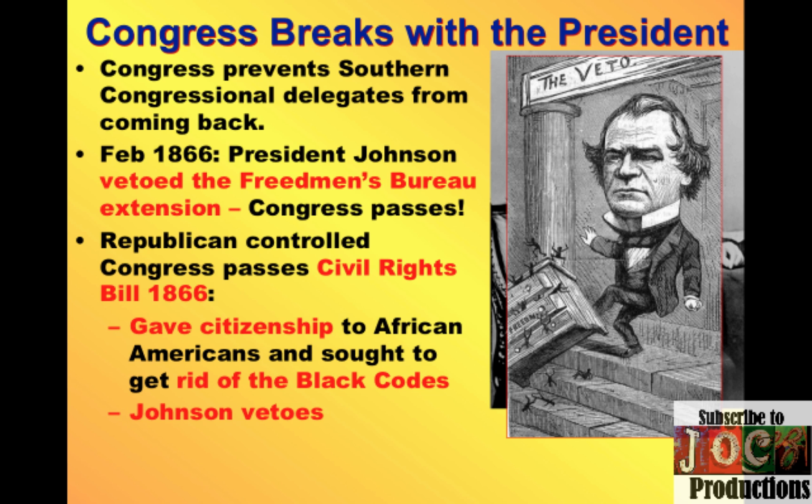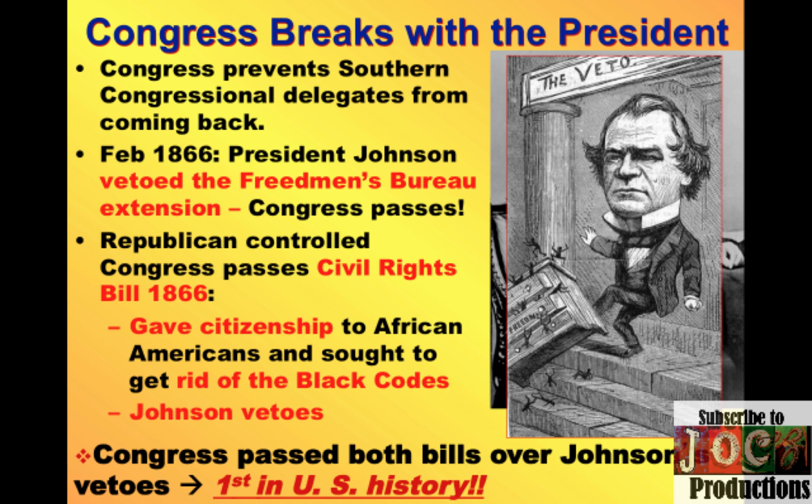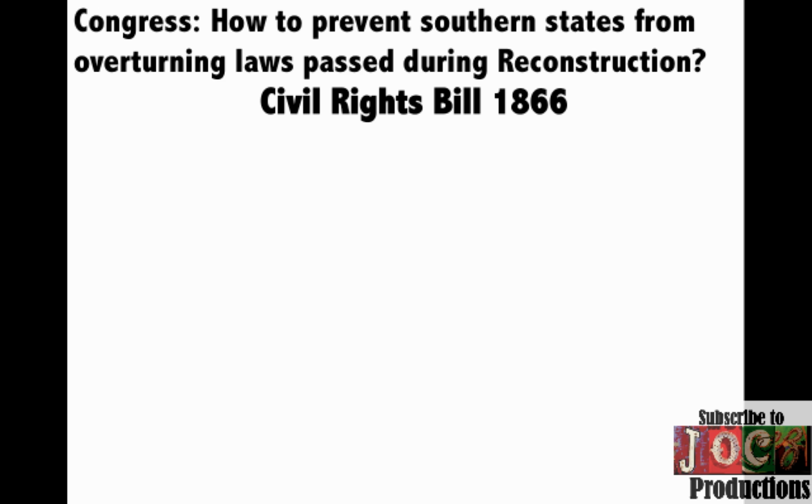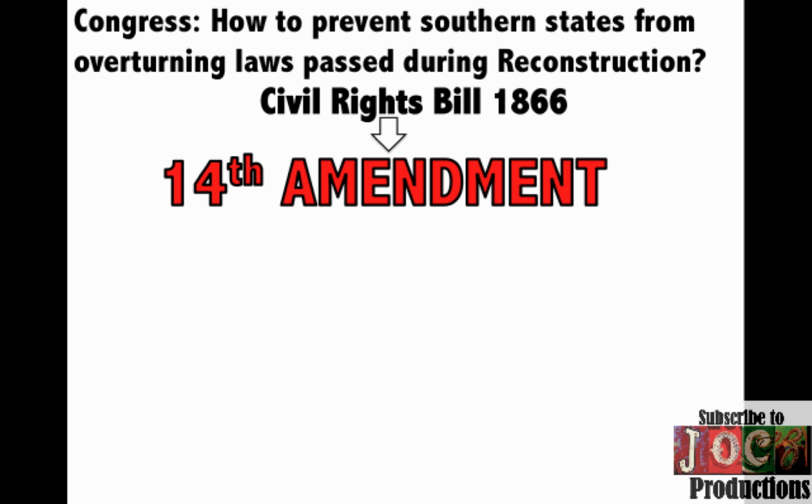This is a huge civil rights bill because it gives citizenship to African Americans. Remember, Dred Scott said no, they're not citizens, and it sought to get rid of the Black Codes. Johnson vetoes that bill as well, and both of them are passed over Johnson's veto by Congress. And what you see happening is it becomes a priority of Congress. How do we prevent Southern states from overturning laws passed during Reconstruction? For instance, the Civil Rights Bill of 1866. That leads to the 14th Amendment being created.